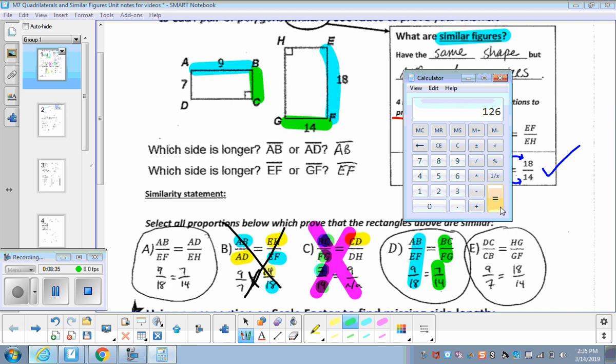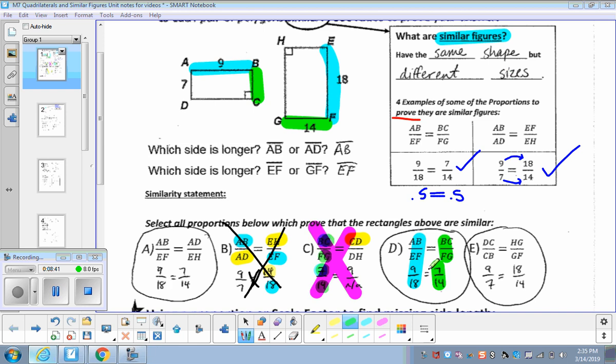Same answer. So once again, they're proportional, and you guys can easily see that 9 is half of 18 and 7 is half of 14. So we are going to select this one. And now for the last one, I'm just trying to teach you guys, if it gives you a bunch of letters, how to find the numbers and then check to see if they're proportional.